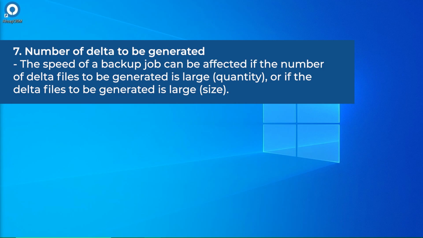7. Number of deltas to be generated. How many delta files are being generated and what is their size? The speed of a backup job can be affected if the number of delta files to be generated is large in quantity, or if the delta files to be generated are large in size.